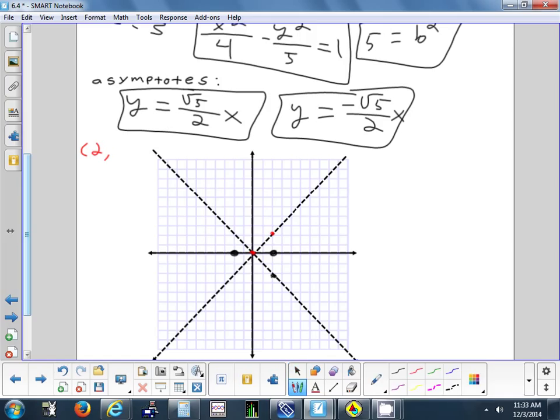What's the point of the asymptotes? The asymptotes are going to tell us kind of where the hyperbola is going to be. So like how it curves? Yeah, how it's going to curve. It's going to go through there, and it's going to be right in between those dotted lines. So it's going to look like this. It has to stay between the dotted lines. That's what that tells us.